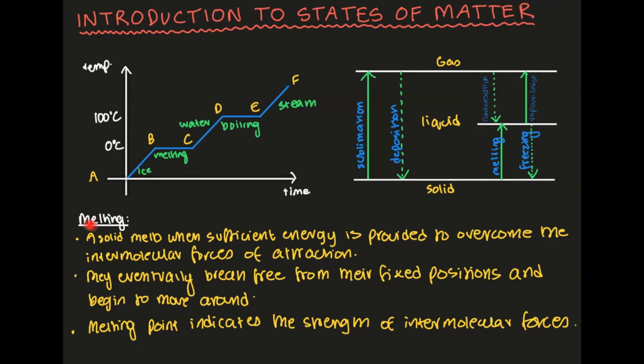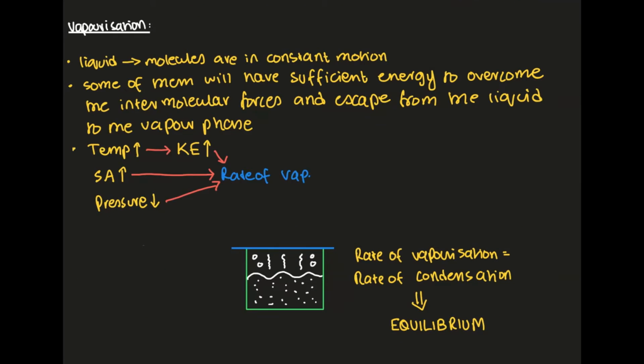Now let's talk about melting in detail. So a solid is going to melt when sufficient energy is provided to break the intermolecular forces of attraction. Now solids have different intermolecular forces of attraction between them, and in order for you to have a change of state, these forces of attraction need to break. And the heat energy that you provide is going to help break those molecular forces. And because of that, the molecules are going to be able to move around, and the melting point is going to indicate the strength of intermolecular forces.